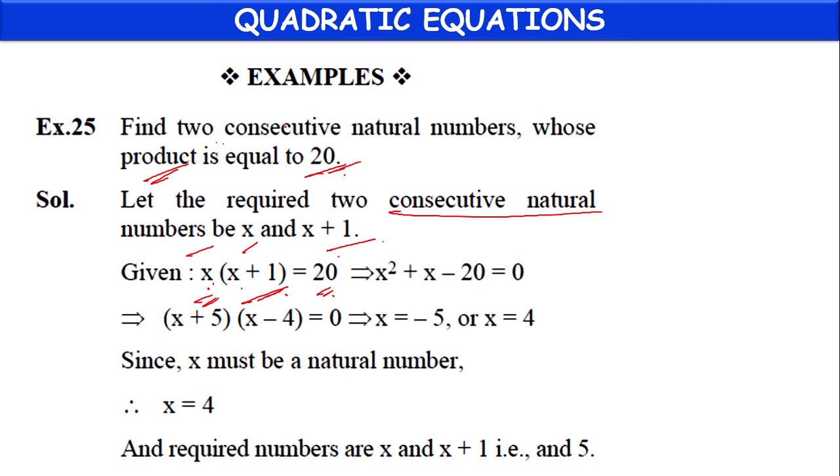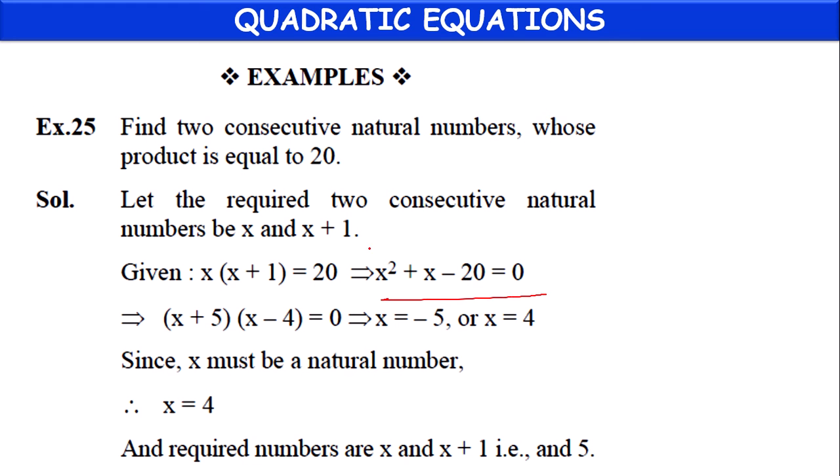If you multiply, x into x is x square, x into 1 is x. If we take 20 to the LHS, it becomes minus 20. So x square plus x minus 20 equals 0. How to solve this?